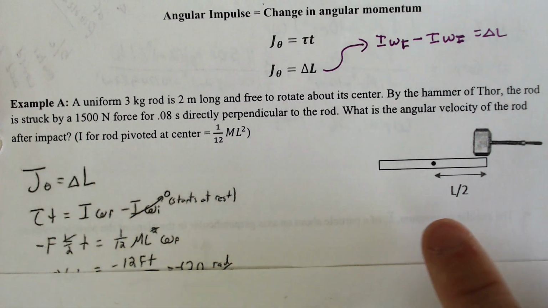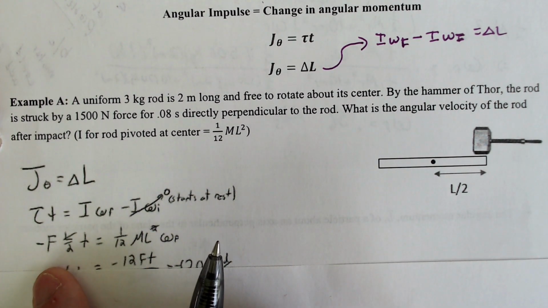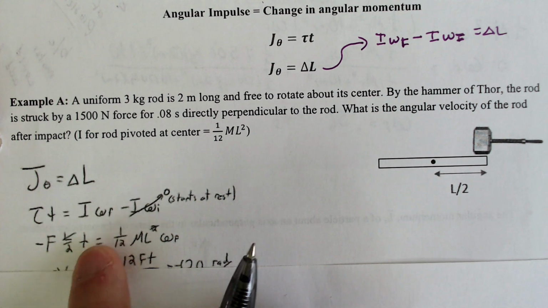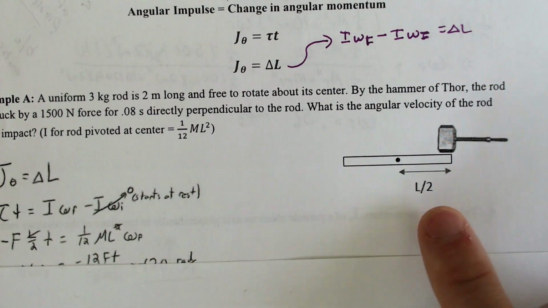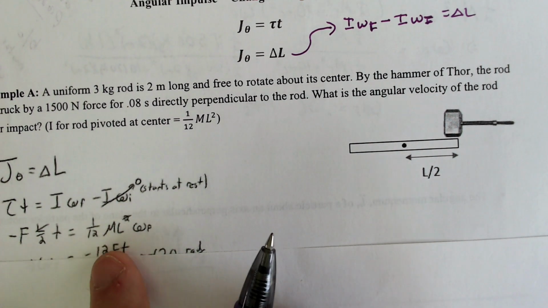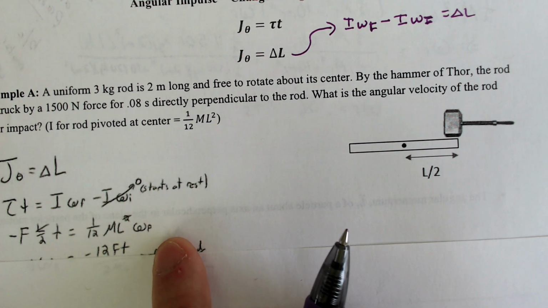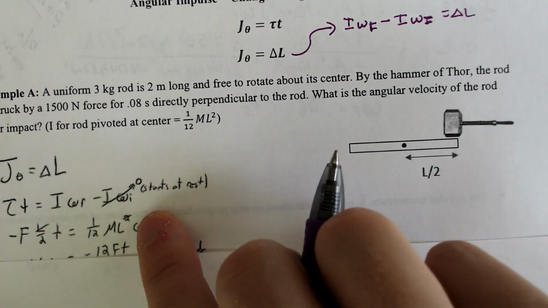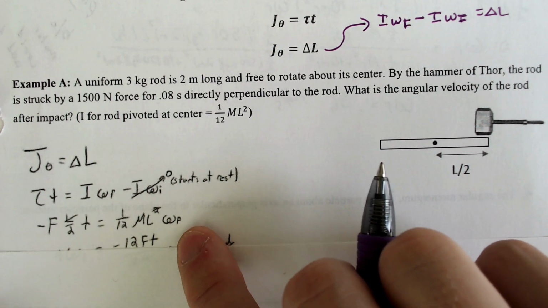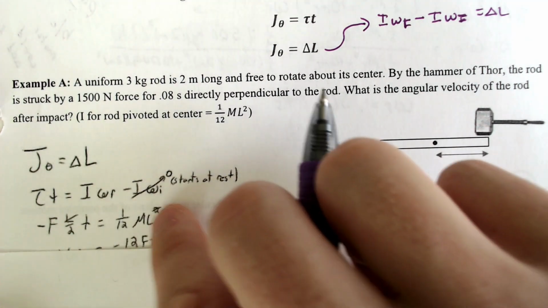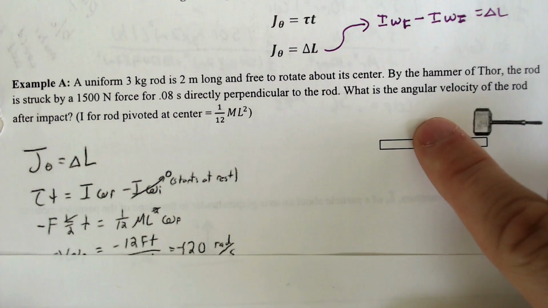We can also replace the torque with the force times the length, times the time. Now the length is L over 2. We still have 1/12 ml squared times omega f. Then the L and the squared are eventually going to cancel out. Let's see what we did here on the answer key.